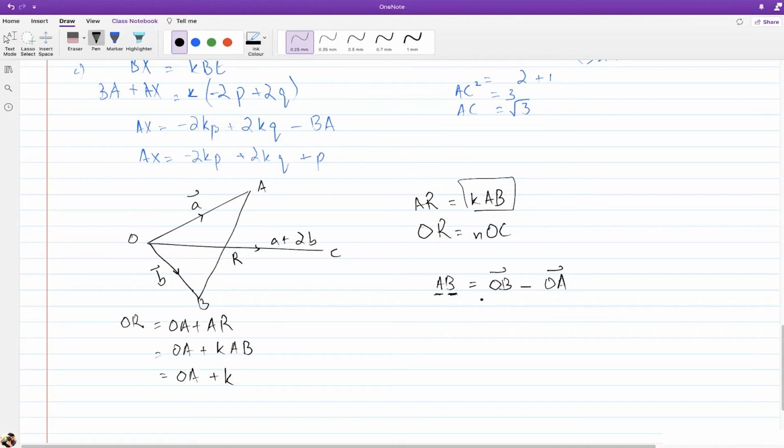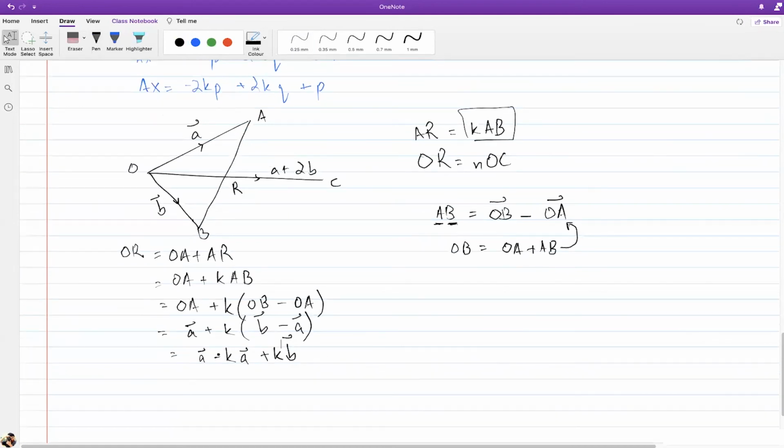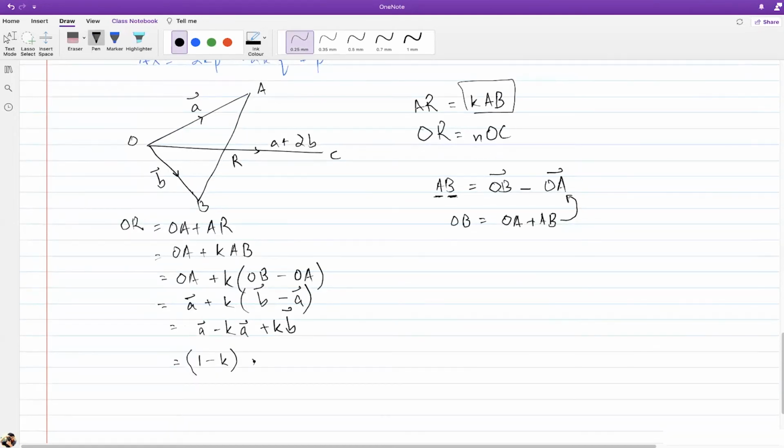So you can simply convert it. Although there's not much science in this. आपको पता है OB क्या होता है? O to A plus A to B. So I just rearrange that to get this. So it's easily possible to convert anything to position vectors. So it's going to be OB minus OA. I already know what OA is. It is A. I already know what OB is. It is B. So now I have my answer. It is A minus KA plus KB. And this I can simply write as (1 minus K)A plus KB. And that's how I know.